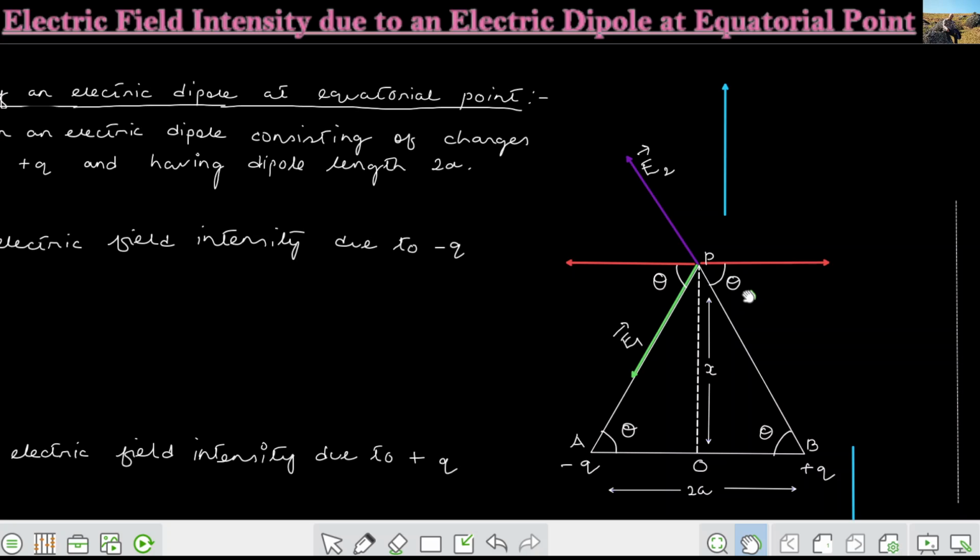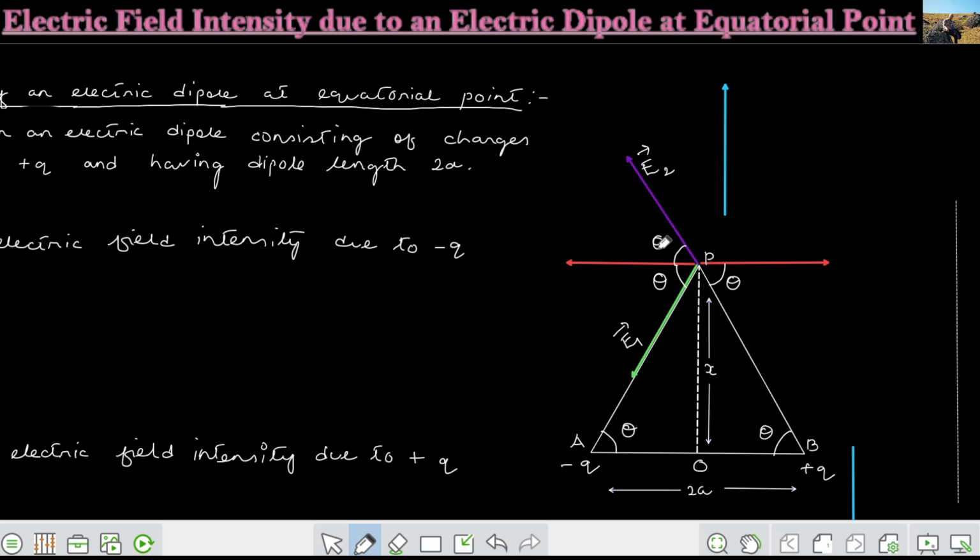If this angle is theta, it is obvious that this angle is also what? Theta. What is the reason? The reason is because it is a pair of vertically opposite angles. So if this is theta, it is obvious that that is also theta. So you have to write over here that this is also equal to theta.